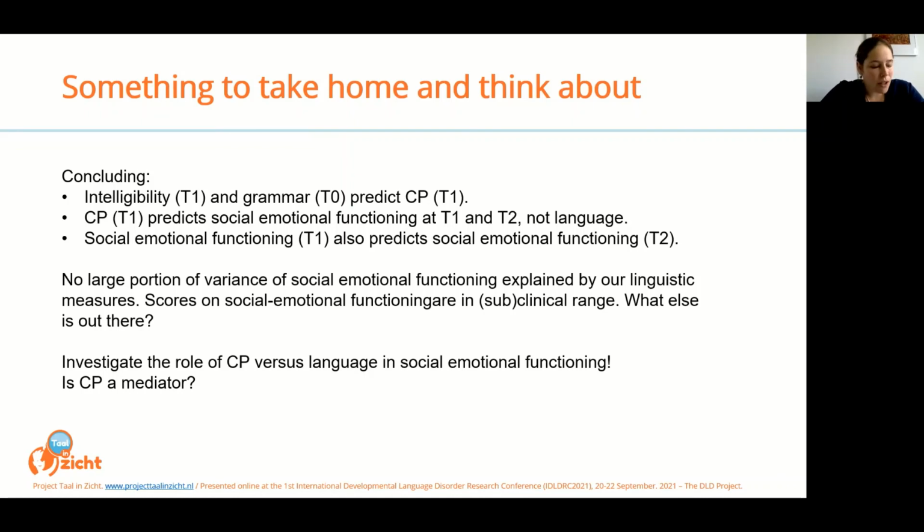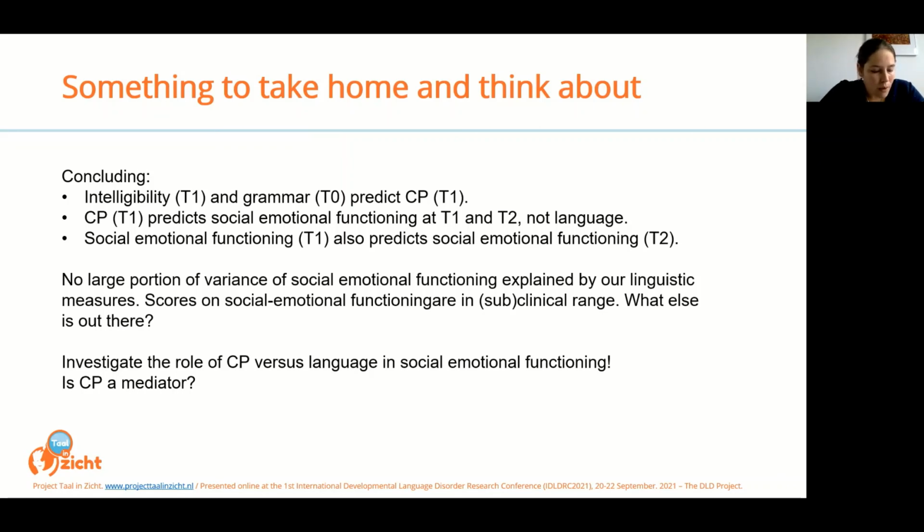Interestingly, though, we have a lot of variables that we took into account, but hardly any variance in social emotional functioning is really explained by those specific variables. So this makes us wonder what else is out there that actually can predict social emotional functioning in children with suspected DLD. And this information is actually crucial for intervention and treatment, since we do see that these kids often score within the subclinical ranges of social emotional functioning.